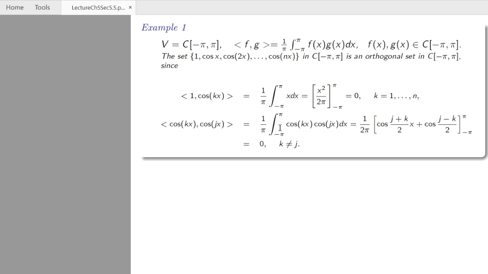And then we consider cosine kx and cosine jx for k not equal to j. Then by definition, the inner product is given by this form. Then we can find the antiderivative for this integral, and we can say the value is 0. So that means in this set, each pair is orthogonal, so the whole set is an orthogonal set.